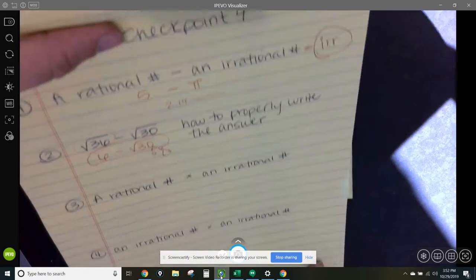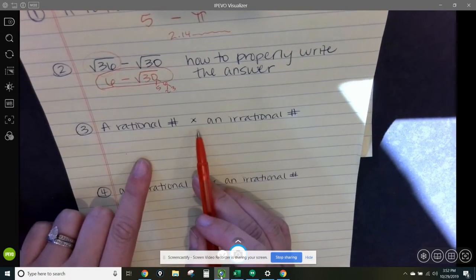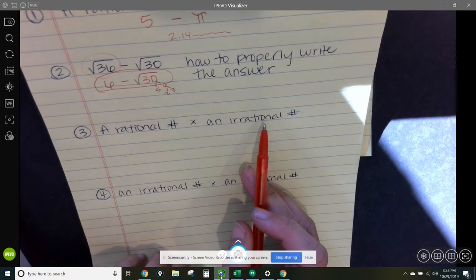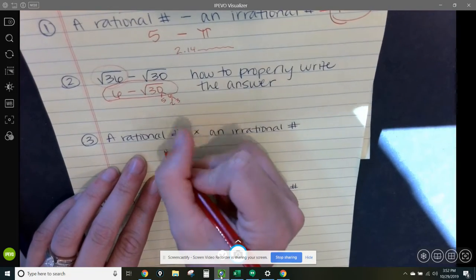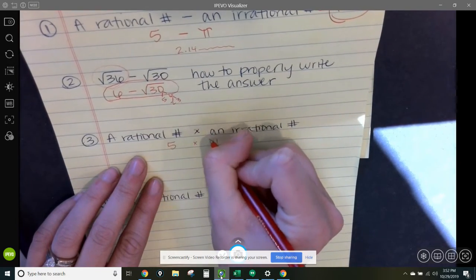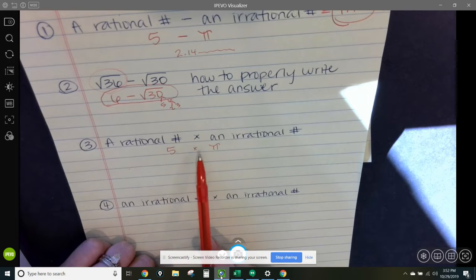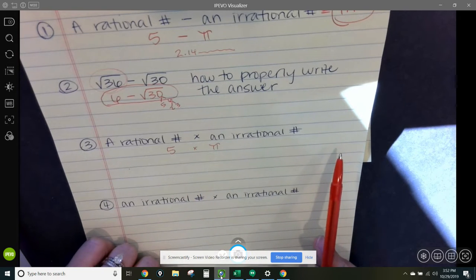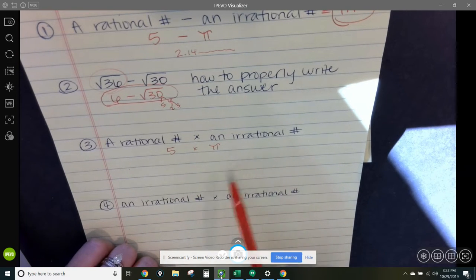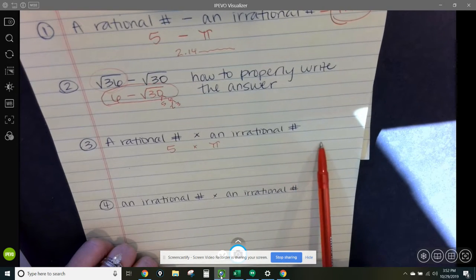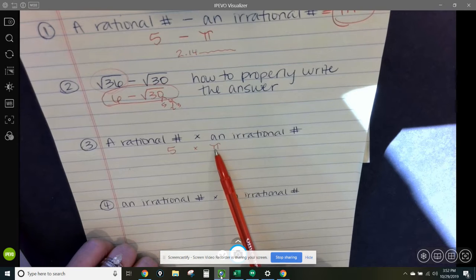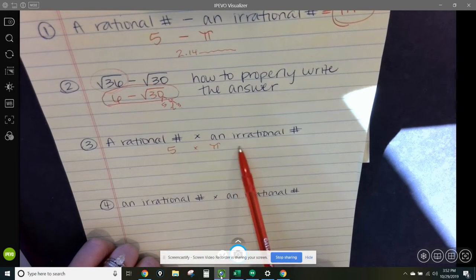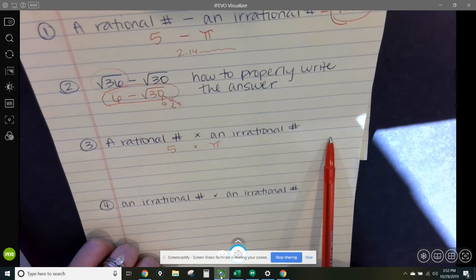Number 3, what if you had a rational number times an irrational number? What happens then? There could be many things. So let's use our example up here of 5 and pi again. 5 times pi. If I type in my calculator 5 times 3.14 and so on, you can imagine that the number is still going to be a non-terminating decimal. It's going to keep going on and on because I just took this number and multiplied it by 5. I made it 5 times as big, but it's still not ever going to end.